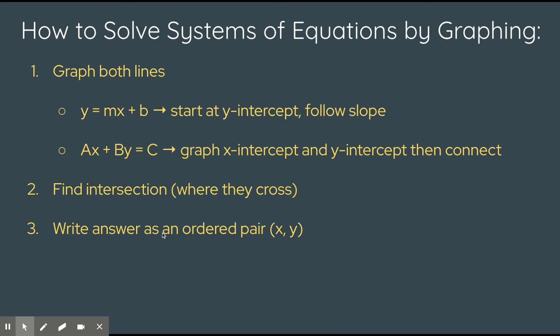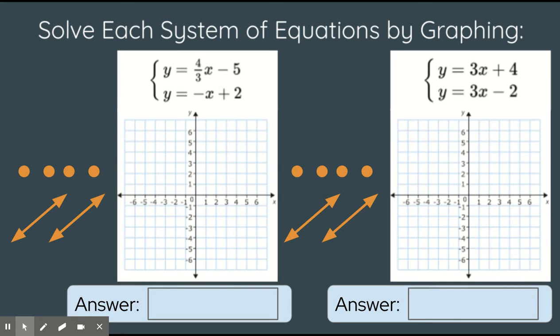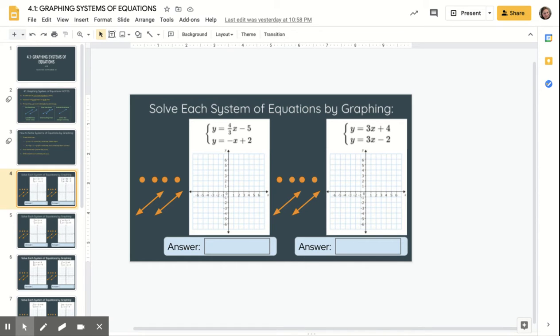Let's take a look at what this will actually look like. This is the point in the video where I'll start saying, this is part of your assignment. I'm going to do the first two right here, and then I'm going to let you go type these two into yours. Okay? So this top line is 4/3x minus 5.